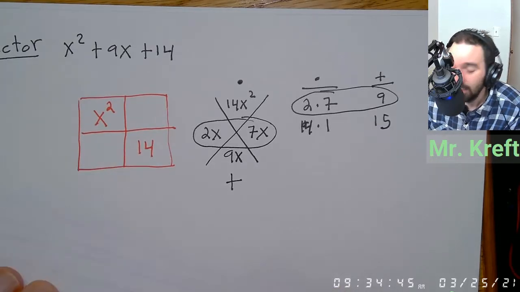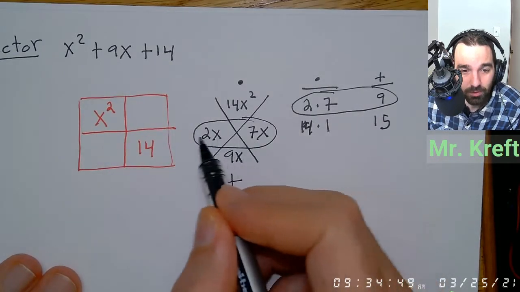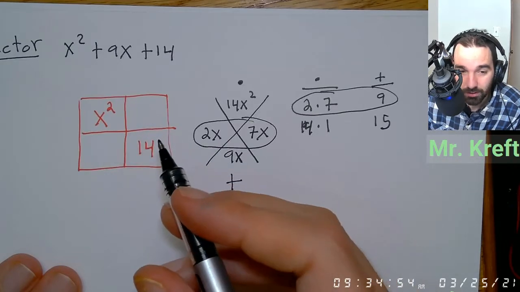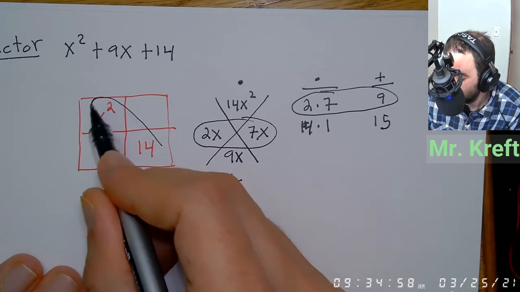Okay. So then we're going to take these two numbers and we're going to put them in these diagonals. And it doesn't matter. How did I get the 14x squared? I multiplied these two.